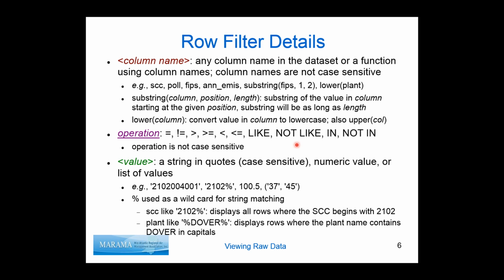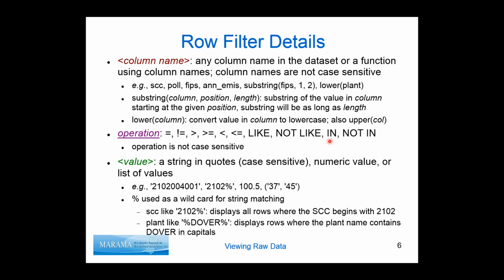We saw an example where we said FIPS is like 37 percent sign. That's really saying the FIPS code starts with 37. We could also say FIPS not like, and that would basically flip the row filter around. That would only show us the rows where the FIPS isn't starting with 37. So the not like is the same as not equals.